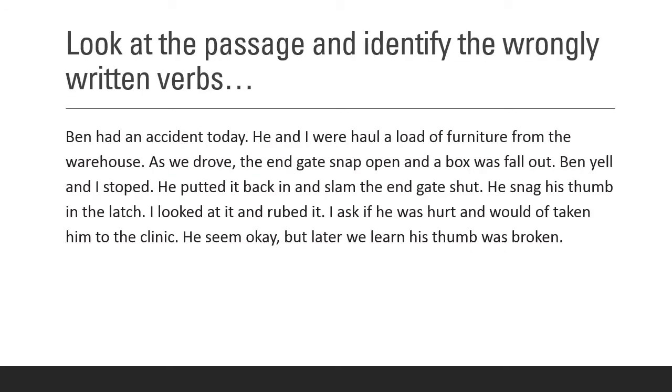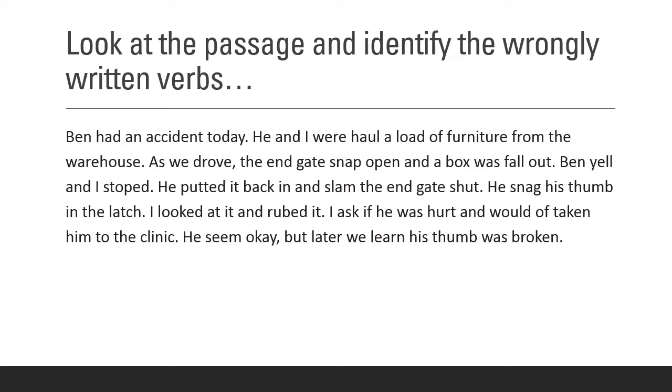Now let's look at this passage and identify the wrongly written verb forms. Ben had an accident today. He and I were haul a load of furniture from the warehouse. As we drove, the end gate snapped open and a box was fall out. Ben yelled and I stopped. He put it back in and slammed the end gate shut. He snagged his thumb in the latch. I looked at it and rubbed it. I asked if he was hurt and would have taken him to the clinic. He seemed okay, but later we learned his thumb was broken.